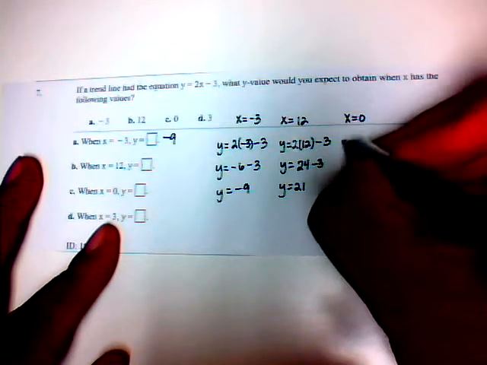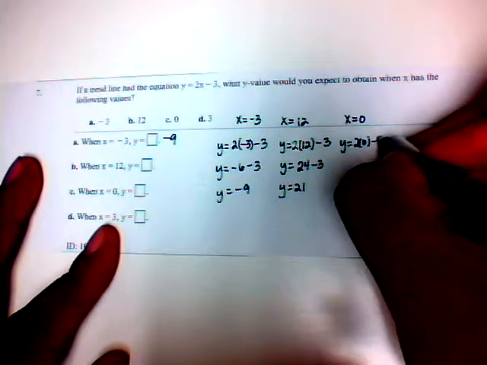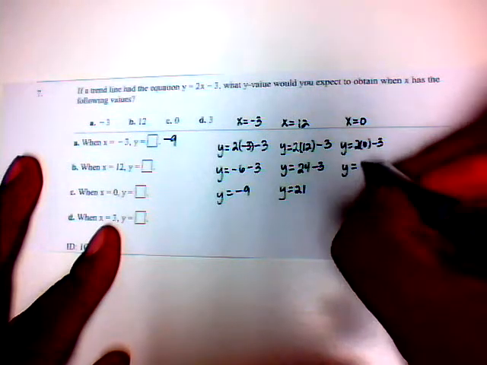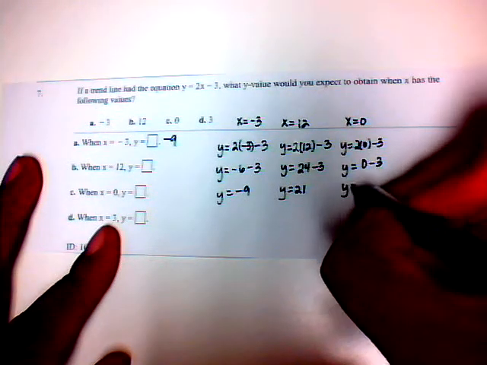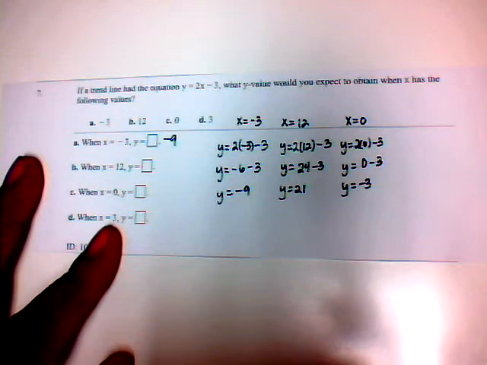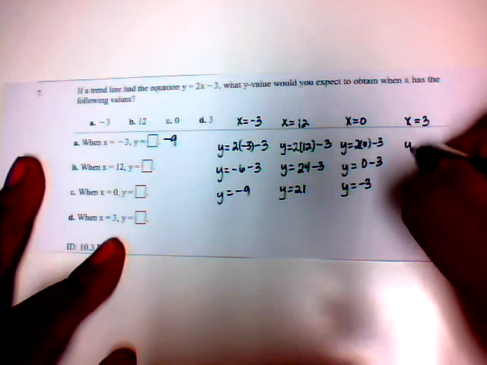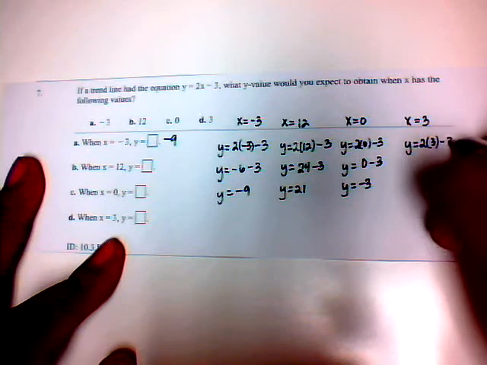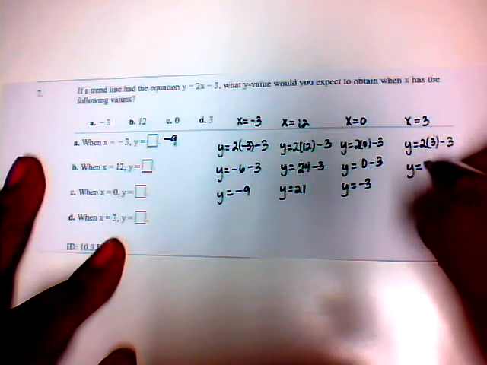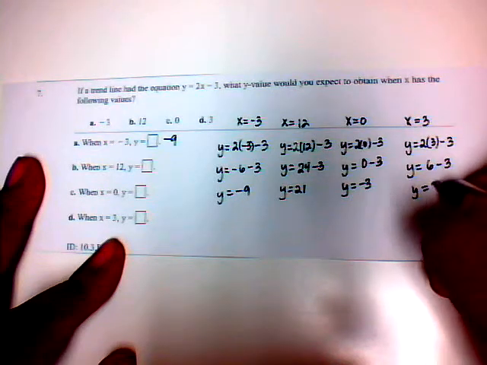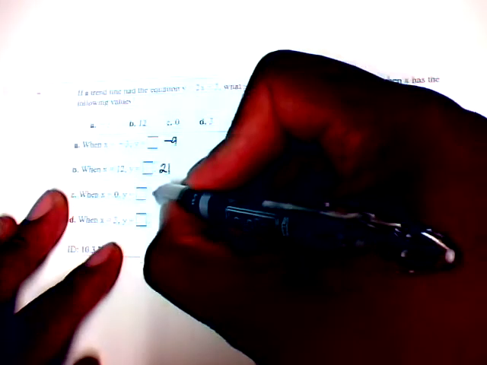And part C, when x is equal to 0, that's going to be y is equal to 2 times 0 minus 3. So 2 times 0 is 0 minus 3, which will be negative 3. So y is equal to negative 3. And then for x is equal to 3, you're going to have y is equal to 2 times 3 minus 3. So 2 times 3 is 6 minus 3, which is going to be equal to 3. Okay, so when x is 12, y is 21. When x is 0, y is equal to negative 3. And when x is 3, y is equal to 3.